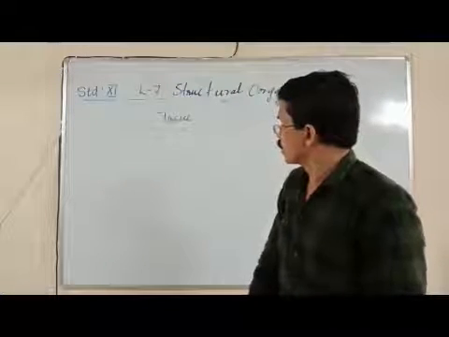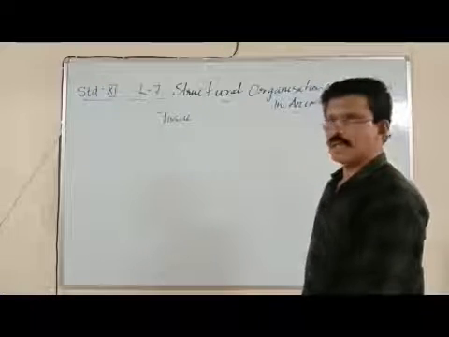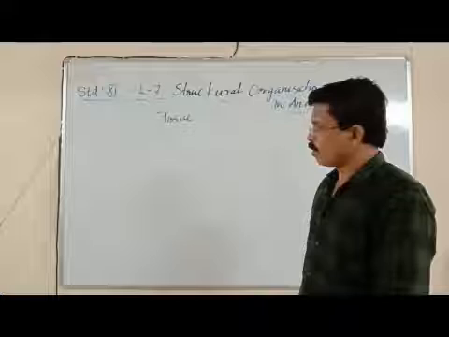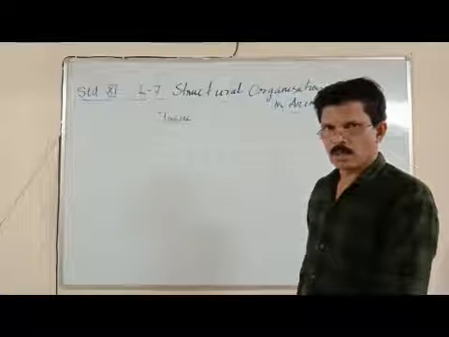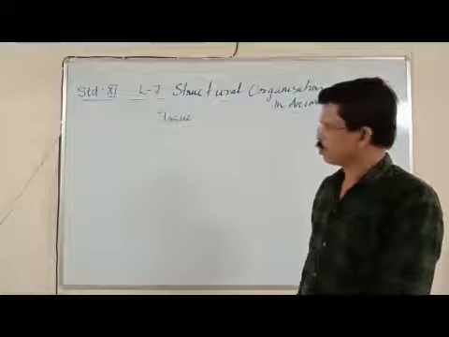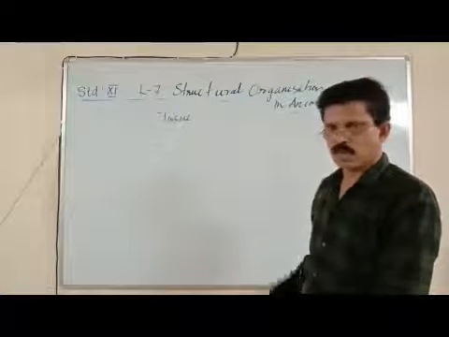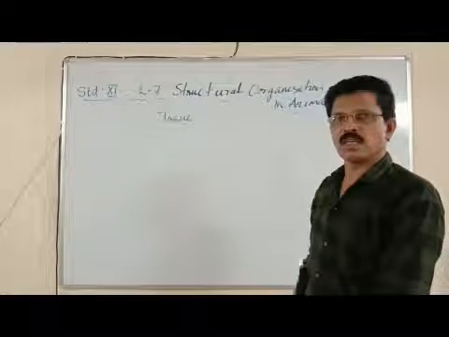We are now continuing chapter 7, Structural Organization in Animals. We have already started tissue. There are 4 types of tissues in animals. They are epithelial tissue, connective tissue, muscular tissue, and nervous tissue. We have already completed epithelial tissue.